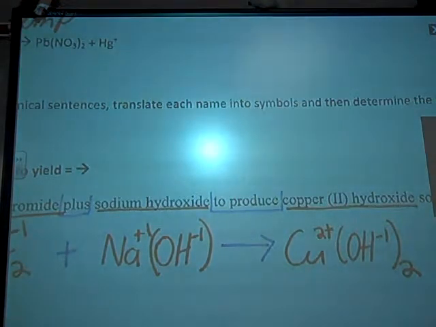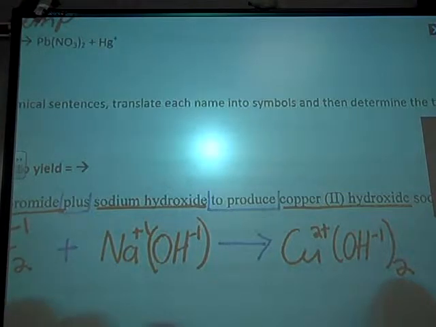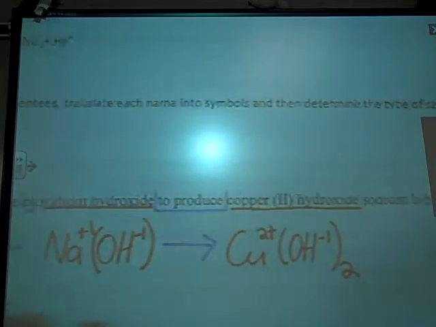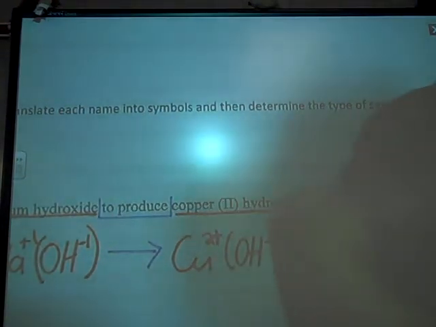Now notice, on the left side of my arrow there was no 2 by the hydroxide. Remember, the only time that subscripts get to move from one side of the arrow to another is when they're part of a poly. And this 2 out here is not part of a poly. I had to decide on that 2 based on the balancing of my charges. All I'm doing is translating. I apologize, there's a typo.